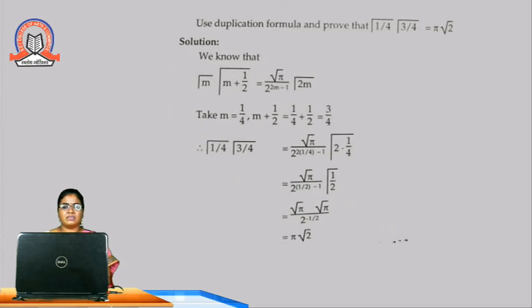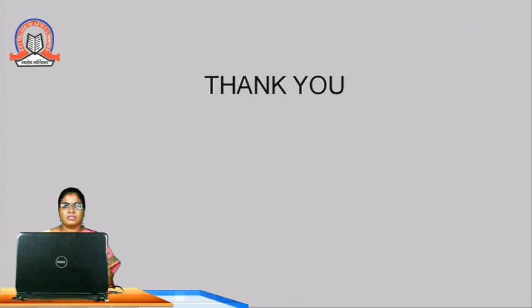Using this we are finding the answer for gamma 1 by 4, gamma 3 by 4. Substituting in the duplication formula, we are getting directly the answer. Substituting m equal to 1 by 4, m plus 1 by 2 is 3 by 4 and gamma 1 by 2 equal to root pi. We are getting the answer is pi root 2. Thank you students.